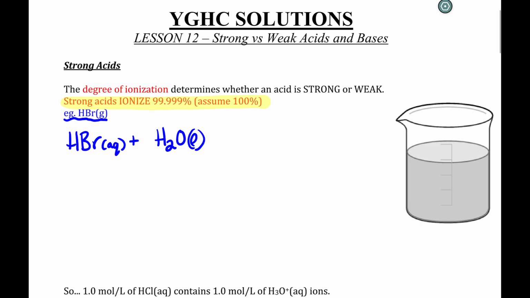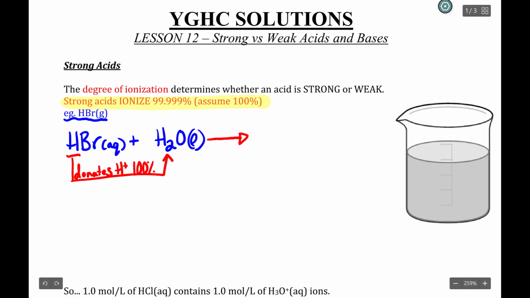If we follow the rules for Bronsted-Lowry or even the modified Arrhenius theory, we know acids donate protons to water. So this donates its H+. The reason this is a strong acid is that it donates hydrogen ions 100% of the time. When it hits water, it donates its hydrogen 100% of the time, driving the reaction forward to completion. That's what makes it a strong acid.